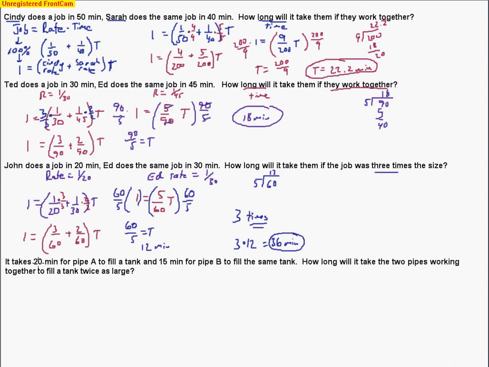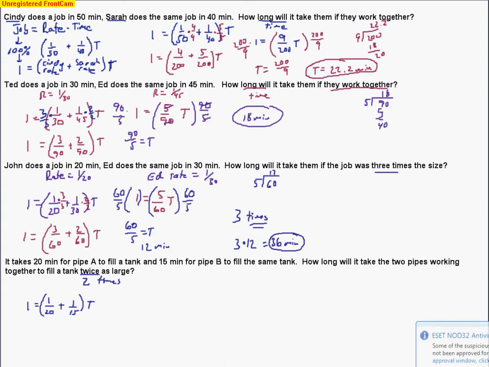Same thing on this one. It takes 20 minutes for pipe A to fill the tank, 15 minutes for pipe B to fill the same tank. How long if the 2 pipes are working together to fill a tank that's twice as large? Well, what's twice mean? Twice means 2 times as large. So let's find the rate at which they do one job together. And so it's just going to be their rate, 1/20 plus 1/15. Those are their rates. We're going to add them together to find the rate at which they're working together times by time, which is what we're going to try solving for.